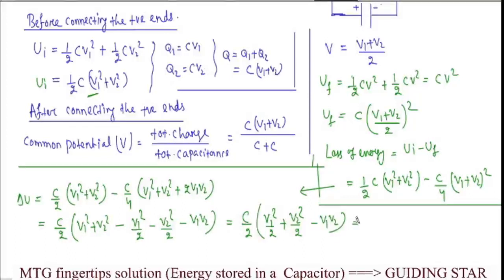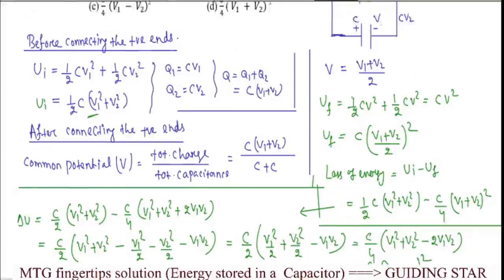So here in this particular case, if we take half common, it will be C by 4. So it will be V1 square minus V1 square plus V2 square minus 2 V1 V2. So finally that one will be C by 4 into V1 minus V2 whole square. So that means the loss of energy will be C by 4 into V1 minus V2 whole square.